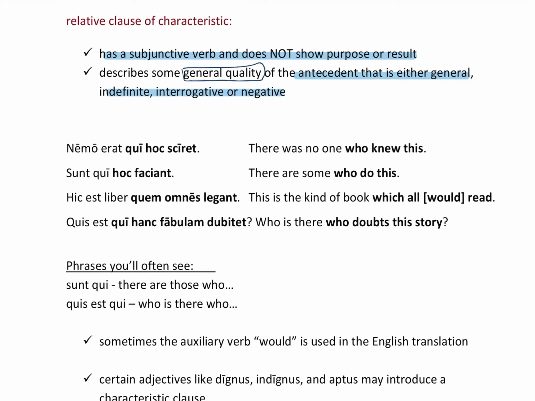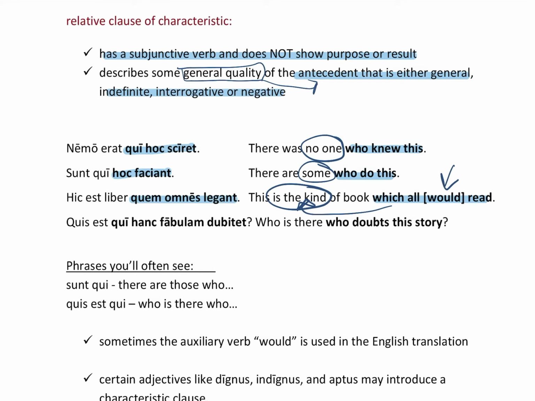So, Nemo erat qui hoc sciret. There was no one who knew this. So what are our general terms? No one. It's not being specific. Sunt qui hoc faciant. There are some who do this. Very general. Who are they? Some, right? Hic est liber quem omnes legant. This is the kind of book which all would read. And I want to tell you that sometimes you'll see this auxiliary verb would in here. You could also say which all read, but sometimes that would will show up. And so what is it? Some general kind of book, right?